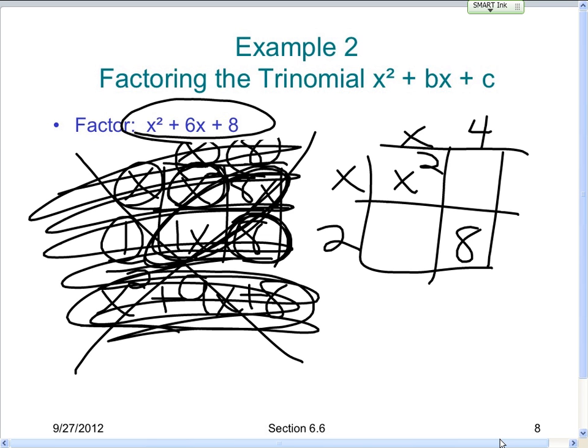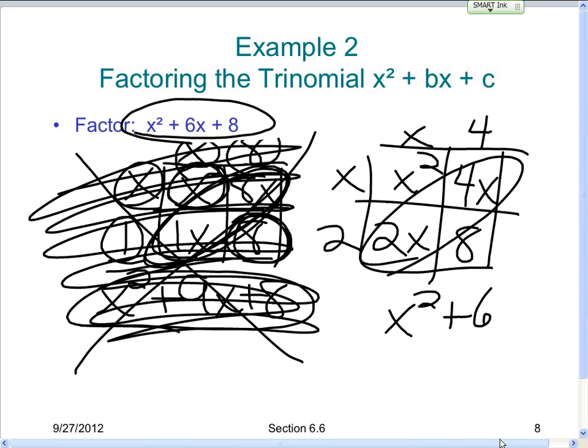If we take 2 and multiply it times x, we get 2x. 4 times x will give me 4x. And if I add, I have x squared plus 6x plus 8, which is the original problem. So that tells me the box on the right is the correct answer.